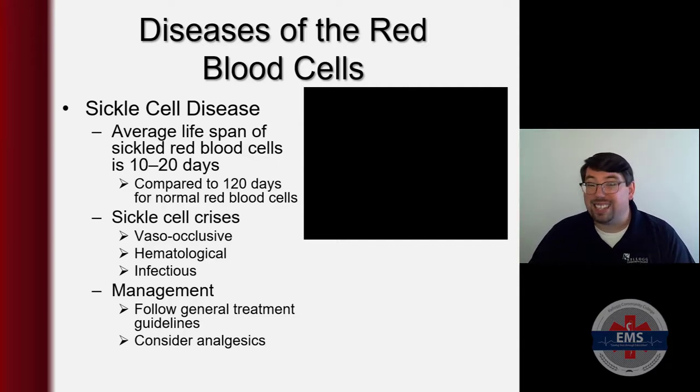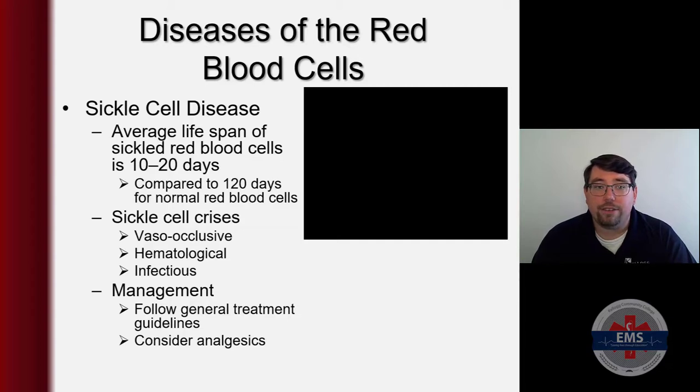Sickle cell disease is inherited, right? So it gets passed from generation to generation. It primarily affects African Americans, although other ethnic groups can be affected. Really, we see it primarily in African Americans. These include things like Puerto Ricans and some people of Spanish, French, Italian, Greek, or even Turkish heritage.